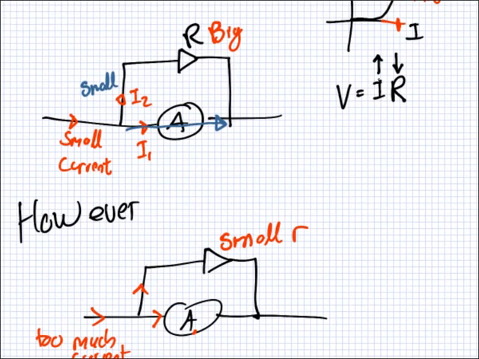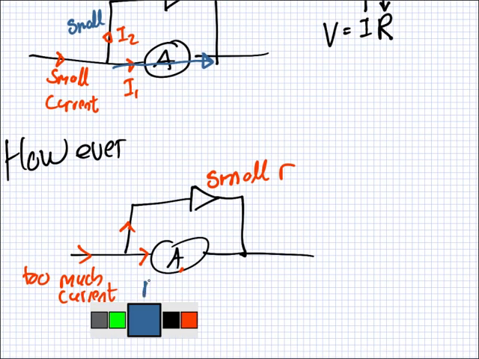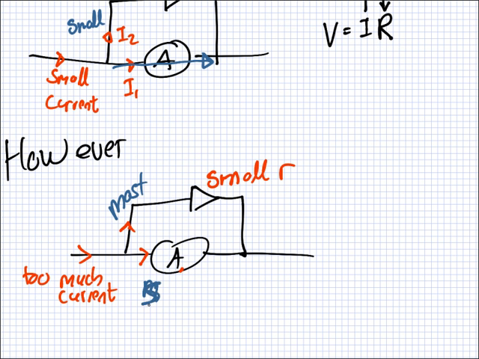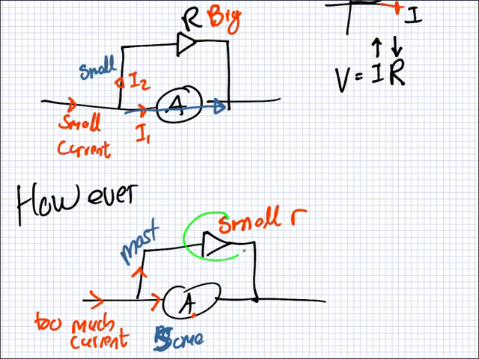But remember that I and R have an opposite relationship. So it means most of the current will go this way, and only some of the current will go through the ammeter. In other words, if you put an LED here in parallel, it doesn't change the value so much, but it gives protection in case you get too much current.